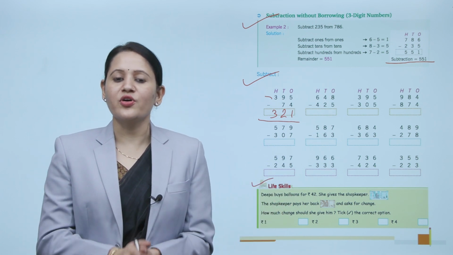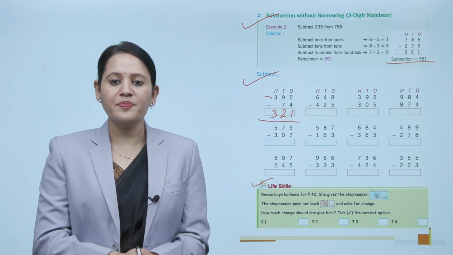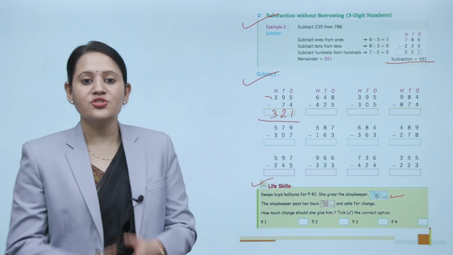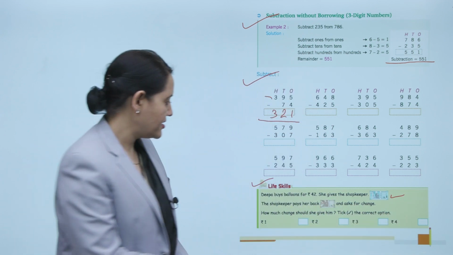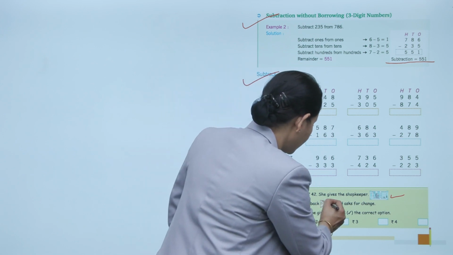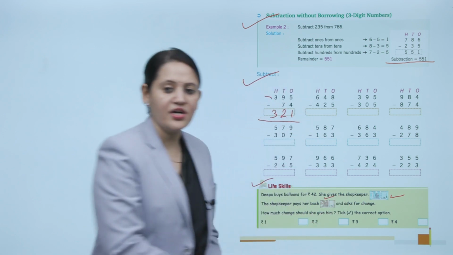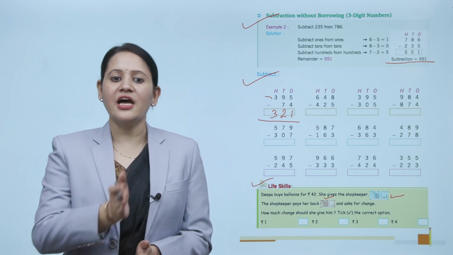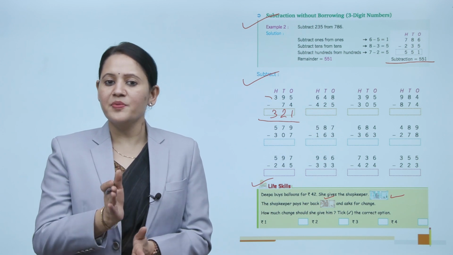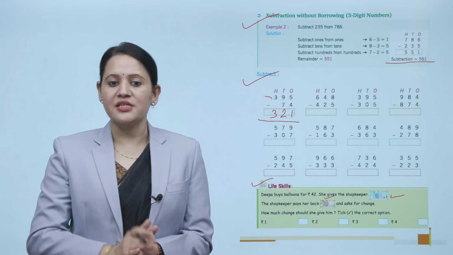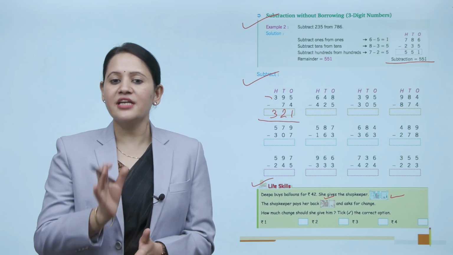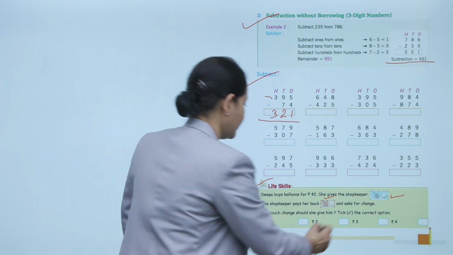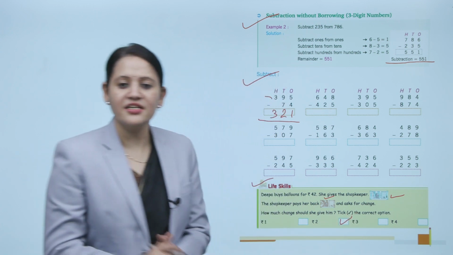Next, life skills. Deepa buys a balloon for 42 rupees. She gives the shopkeeper a 50 rupee note. The shopkeeper pays her back a 10 rupee note and asks for change, because the total was a 50 rupee note and she bought the balloon for 42 rupees. That means the balance is 8 rupees and the shopkeeper gave her a 10 rupee note. So how much change should she give him? 2 rupees. That is the correct answer.